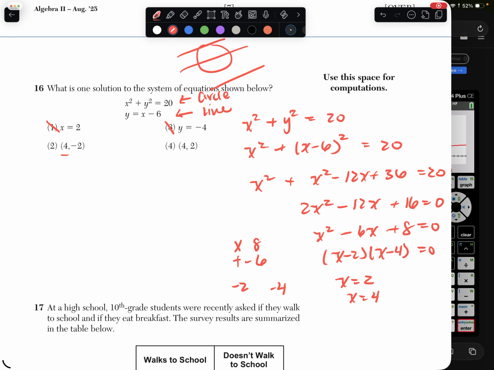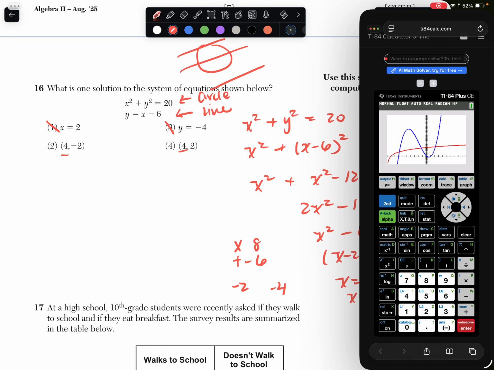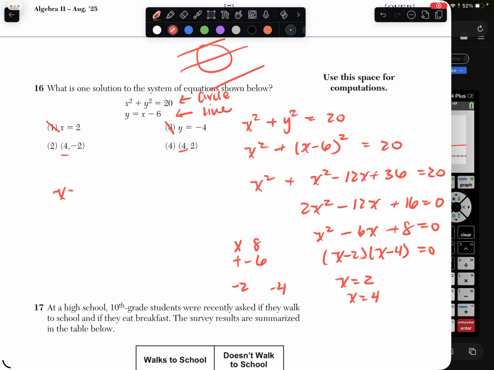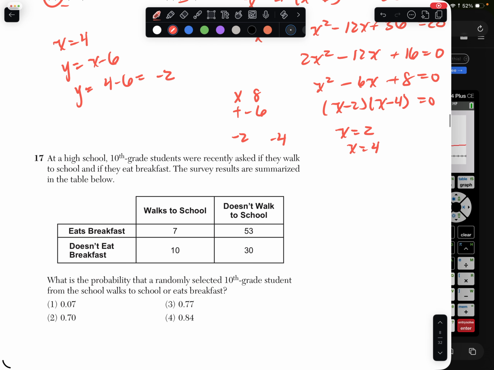In this case, we're just left with the 4. So I'm just going to plug in 4 into the second equation. Y is equal to x minus 6. Y is equal to 4 minus 6, which is equal to -2. So for 16, the answer is choice 2.